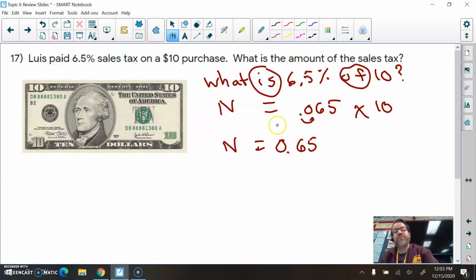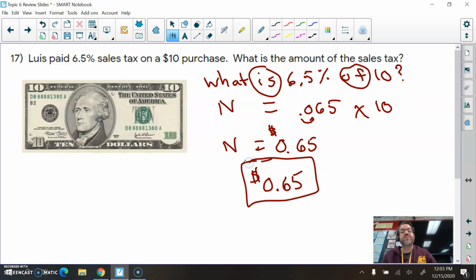Well, if you remember it's money, that's 65 cents, isn't it? That's how you write money, by the way. Get the dollar sign out here. It's 65 cents. So on a $10 purchase, Luis will have to pay another 65 cents in sales tax. So he is going to pay a total of $10.65 for whatever he's purchasing. But yes, the amount of the sales tax is 65 cents.